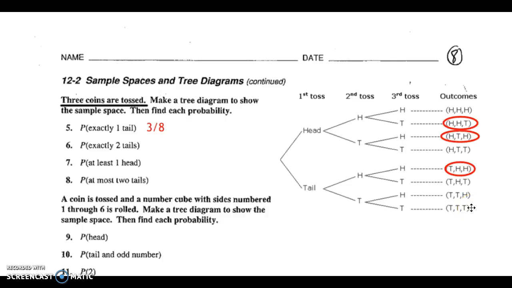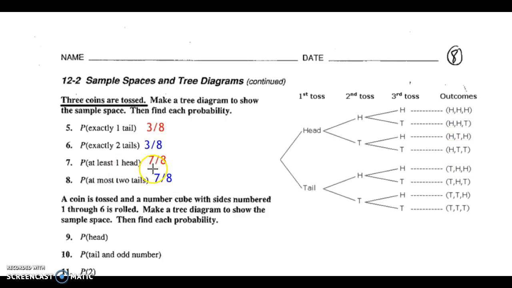So my possible outcomes, my denominator is going to be 8 in this case. Anytime you have a new tree diagram, it's going to have a new possible outcomes number based on the number of outcomes that are possible, based on the number of branches on the tree diagram. Alright, pause the video and try to find the answers to 6, 7, and 8.